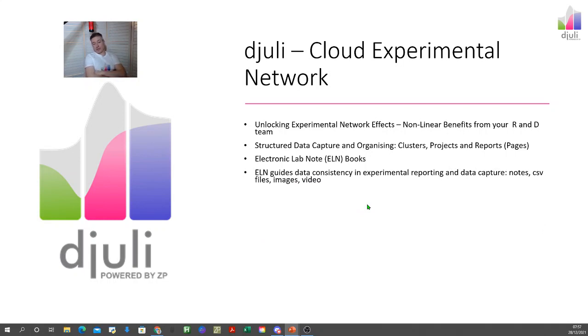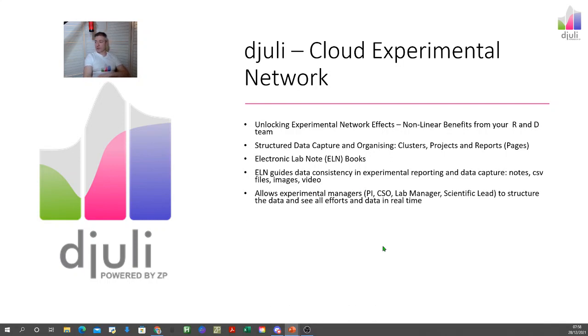What these reports do is they guide consistency in experimental reporting and data capture. These reports allow you to have CSV data, electrochemical type data, images, video, notes, and then things like who the operator was, the time of the experiments, the kind of metadata. So it's good to have those kind of values around it.